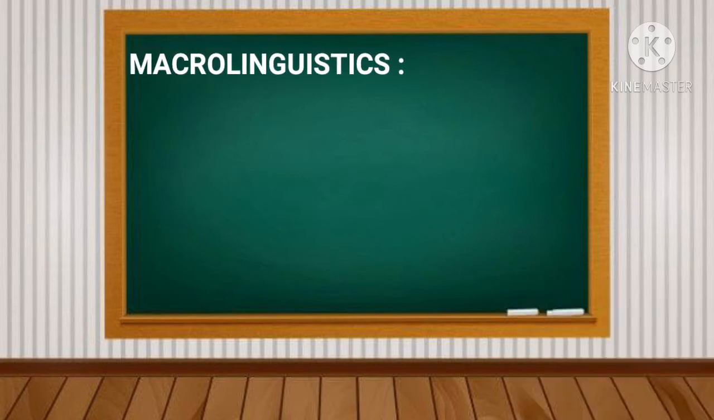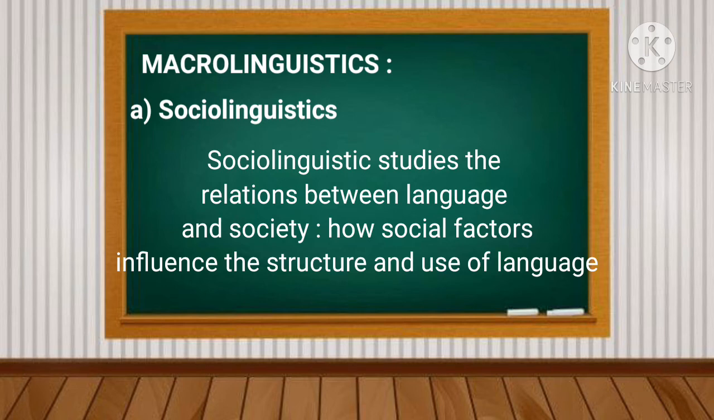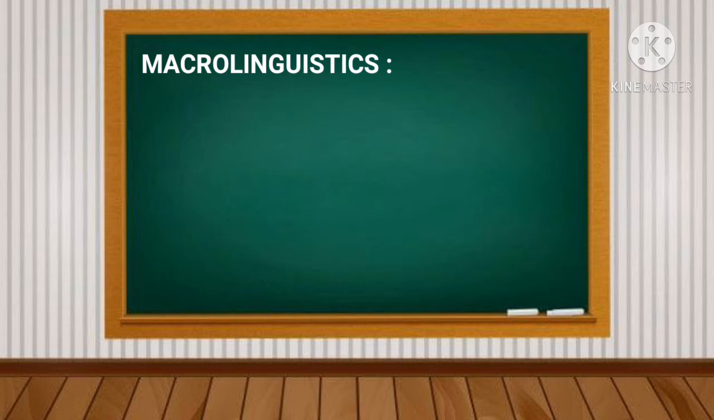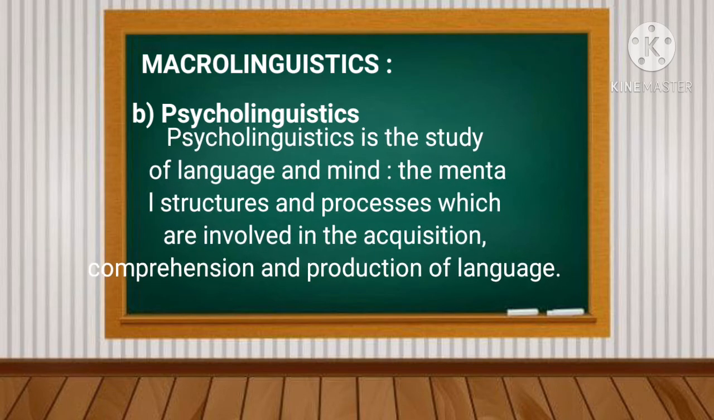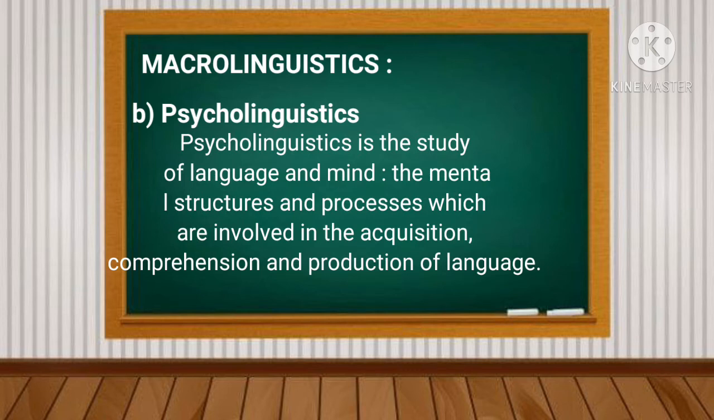Next, macrolinguistics. First, sociolinguistics. Sociolinguistics studies the relation between language and society, how social factors influence the structure and use of language. Second, psycholinguistics. Psycholinguistics is the study of language and mind, the mental structures and processes which are involved in the acquisition, comprehension, and production of language.